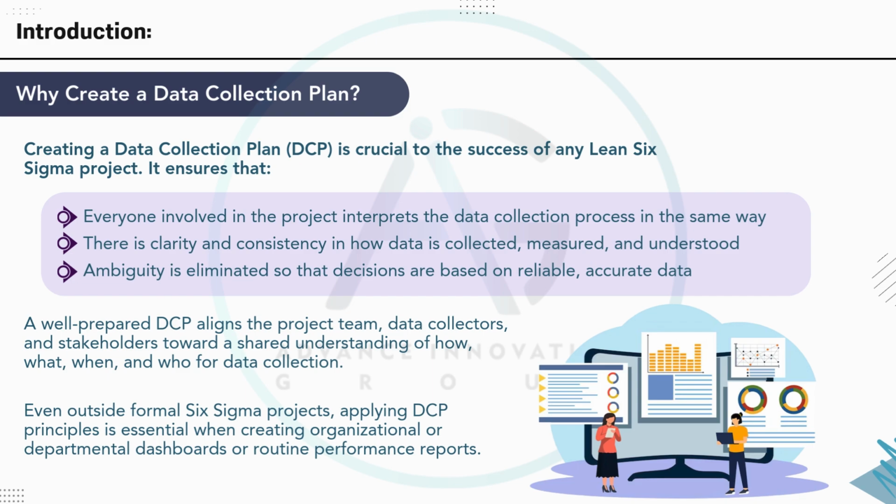Critical elements when we're trying to draw reliable conclusions. It also eliminates ambiguity. This is important because ambiguity in data leads to poor decisions. With a strong DCP, we're ensuring decisions are based on reliable and accurate data. Now, a well-prepared DCP does more than just align data. It aligns the entire project team, data collectors, and stakeholders.